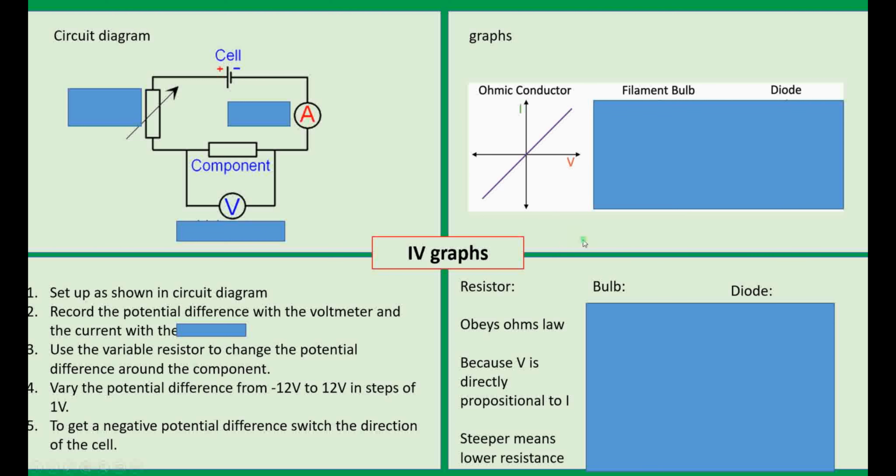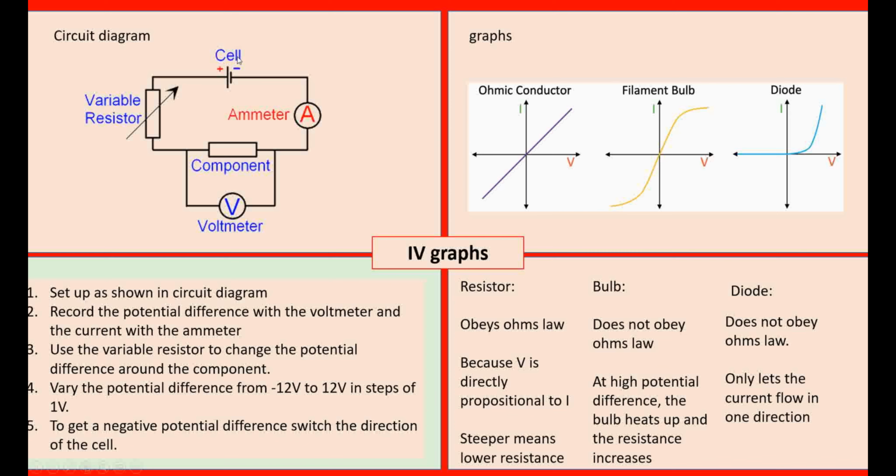Okay, moving on. We've got a cell. You could have a battery here or a power supply. We've got a variable resistor, an ammeter, whatever the test component is, so a resistor or a diode or a lamp, and the voltmeter. Okay, the cell is there to provide a potential difference. The ammeter is there to measure the current. The voltmeter is to measure the potential difference. And the variable resistor is to control the current, to control the potential difference across this component, so I can plot out these graphs.